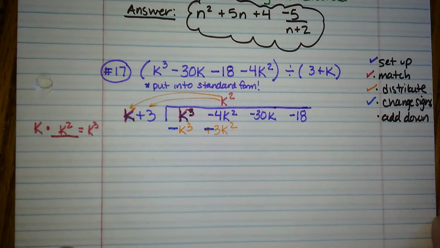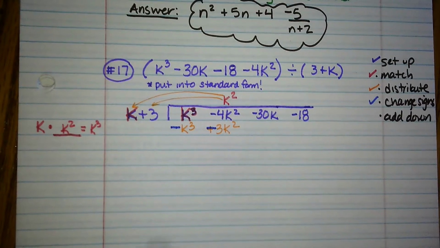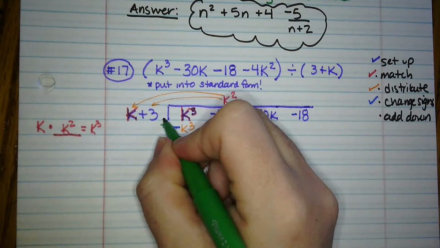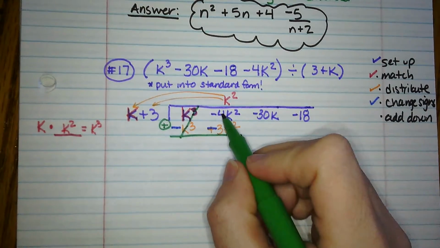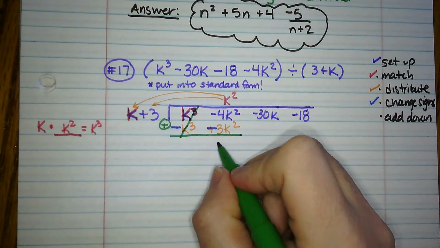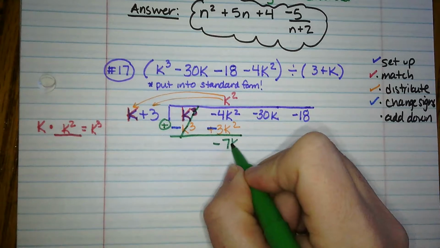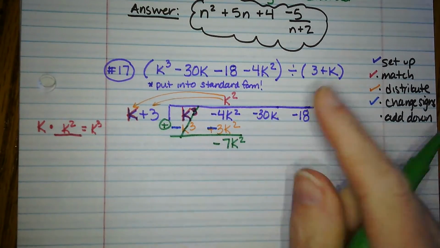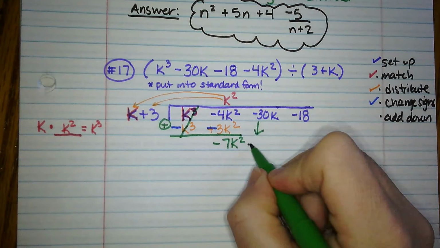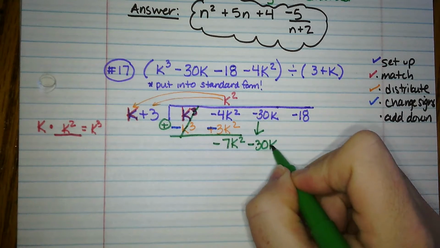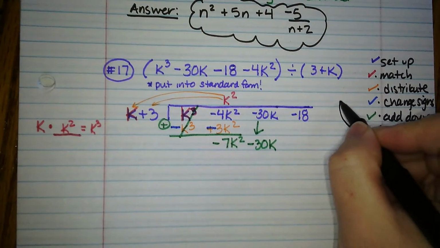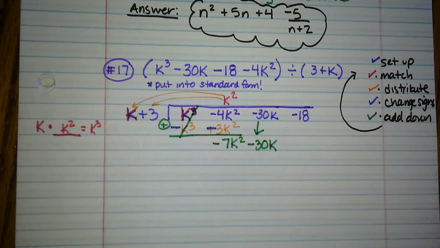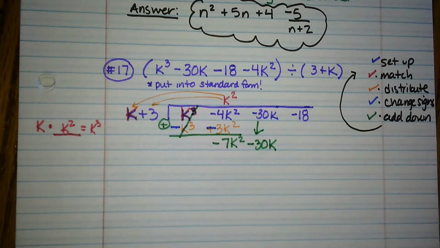And then the last thing we need to do is add down. So I'm going to take my plus sign and my little line. These cancel. I'm going to do negative 4 plus negative 3. That's going to give me negative 7k squared. I look to the right and I bring down that minus 30k. Add down is complete. We are going to go back and match again. So I'm back to the matching step.